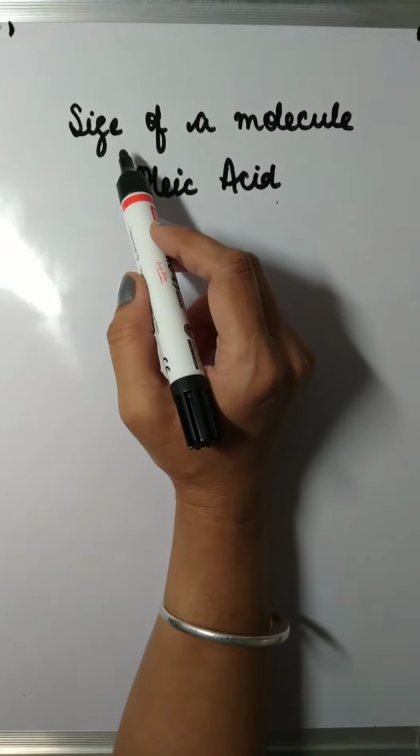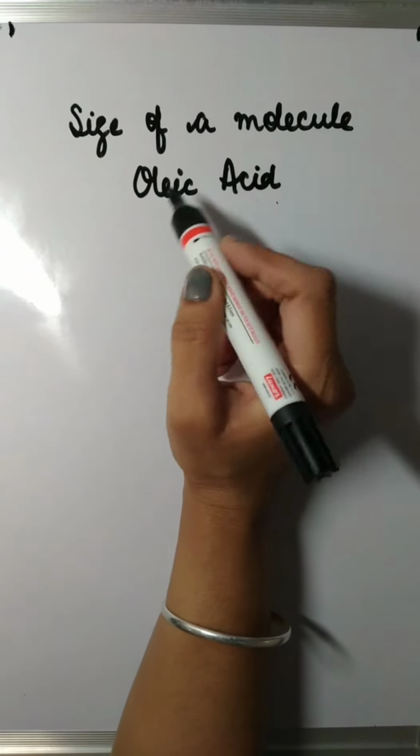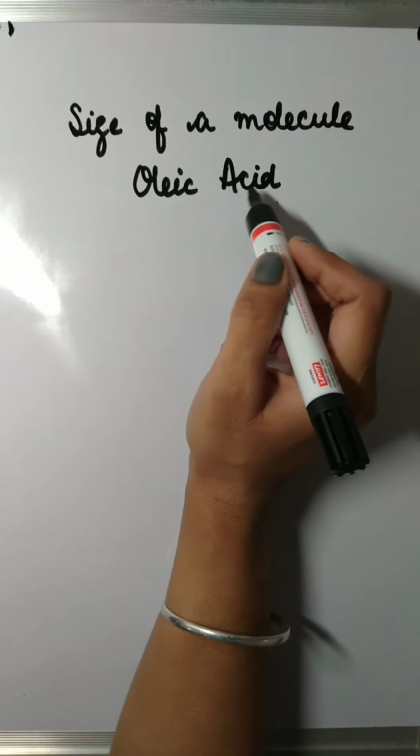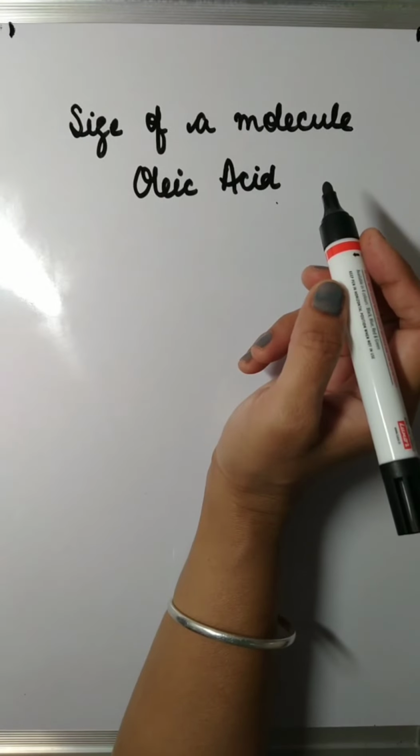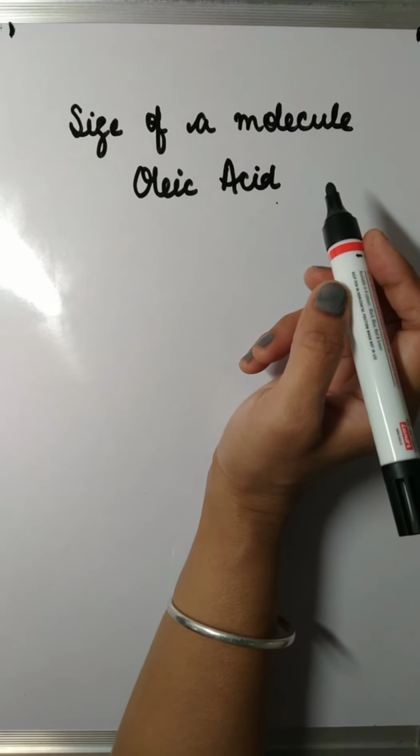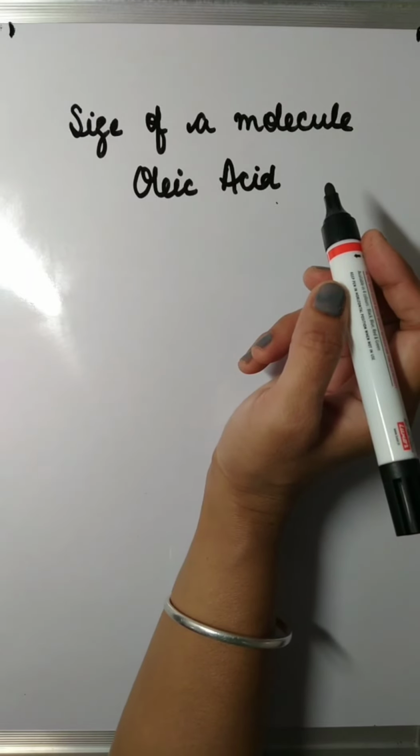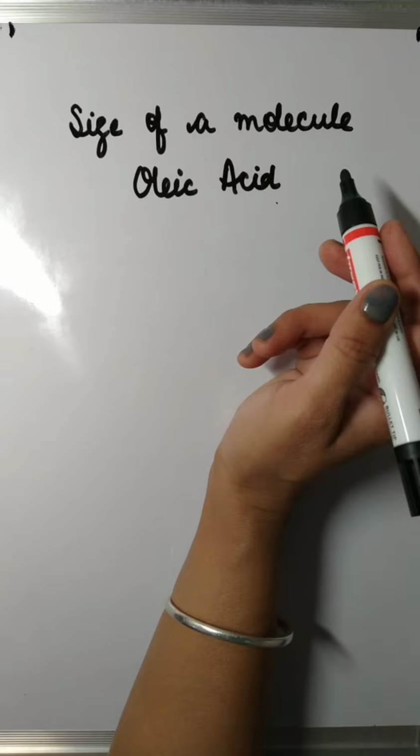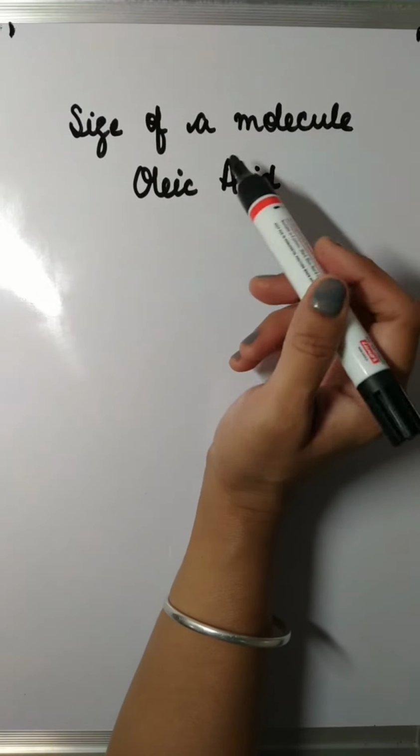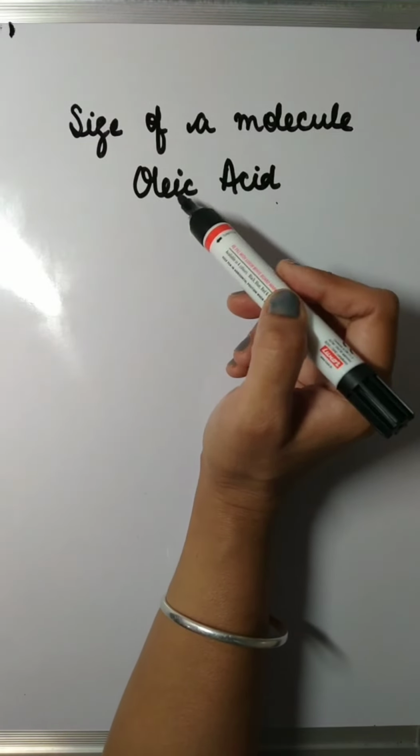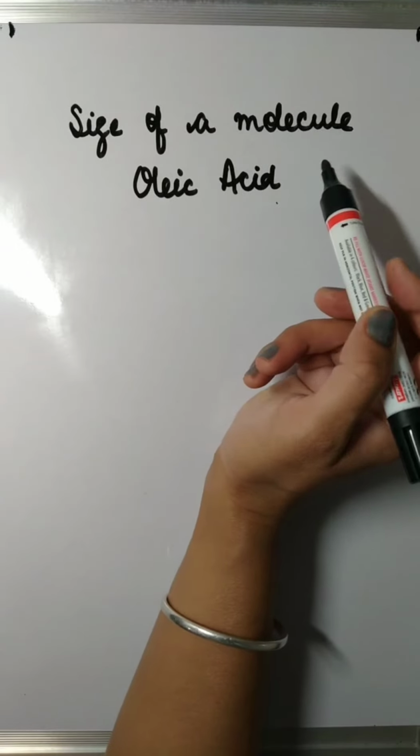Today's topic is how to measure the size of a molecule, and we will take the example of oleic acid. Till now we have learned that by using the parallax method we can measure astronomical distances, that means distances which are very large, for example, the distance of the moon from earth. Now how to measure smaller distances, for example, the size of a molecule? In this case, we will take the example of an oleic acid molecule.